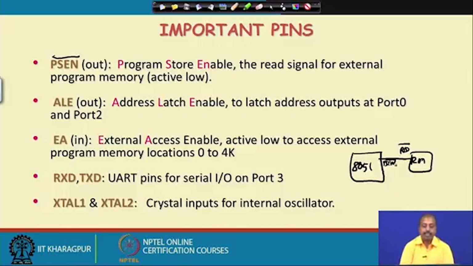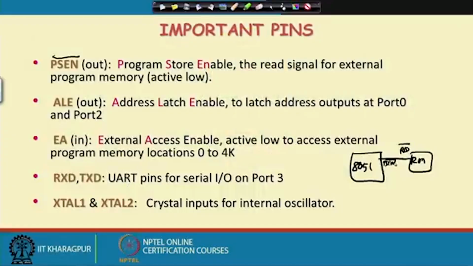Then we have got the ALE, address latch enable, to latch the address outputs of port 0 and port 2. Port 2 is of course no problem, because port 2 is the higher order address bus and that is fixed, but the lower order address bus is multiplexed with the data bus. Just like 8085, we have got this multiplexing. So, here also we can demultiplex the lower order address bus by putting some external latch.